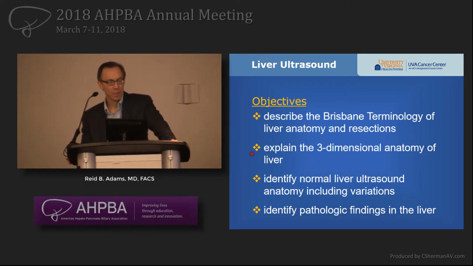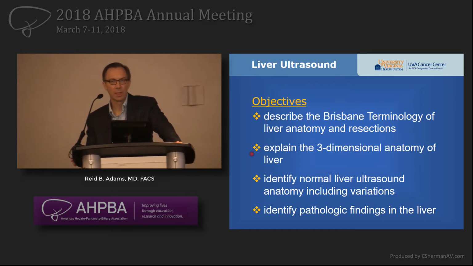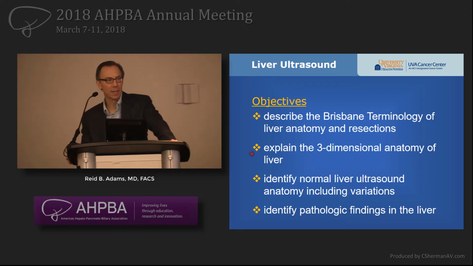Here are the things that we're going to cover this morning. The first is a little bit about the basics of liver anatomy and the Brisbane terminology. We'll go into the three-dimensional anatomy of the liver, talk about normal liver ultrasound and how we use landmarks to identify the liver anatomy, and then talk a little bit about some variants that you'll see. And then finally, we'll show a couple of images of pathologic findings in the liver.